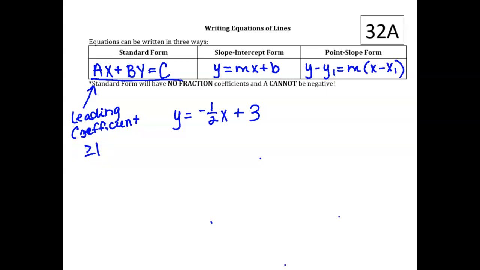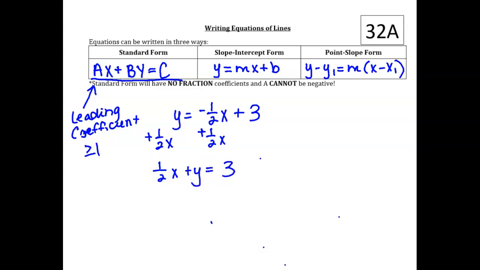Okay, so watch what we're going to do here. To get it into standard form, I'm going to take this in slope-intercept form, and I'm going to add 1/2 x to both sides. I'm just following the golden rule of algebra. Whatever I do to one side of the equation, I do to the other. I end up with 1/2 x plus y is now equal to just 3.